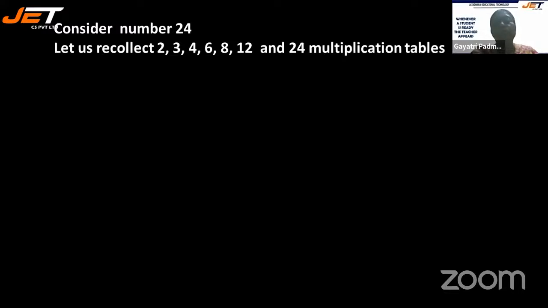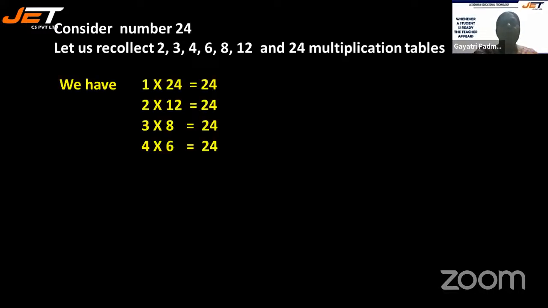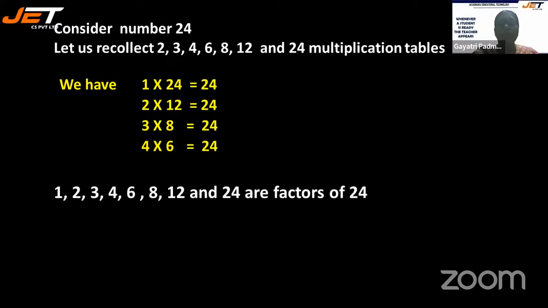So in 24, the tables 2, 3, 4, 6, 8, 12. Next 24, because after 12, 13, 14, 15, 16, 17, 18, 19, 20, 21, 22, 23, only 24 will go. All right. So if you jot down, 1 24s are 24, 2 12s are 24, 3 8s are 24, 4 6s are 24. Therefore, 1, 2, 3, 4, 6, 8, 12 and 24 are the factors of 24.